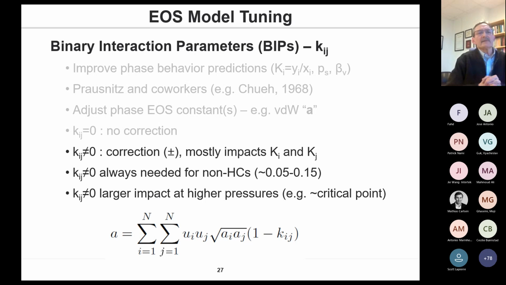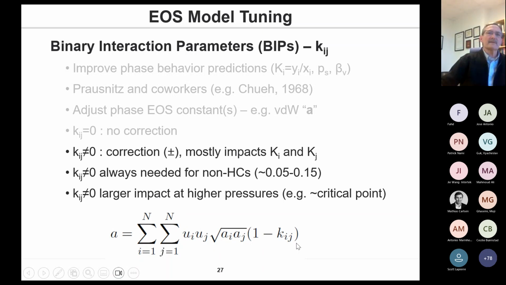Now, we almost always have to have non-zero BIPs, which we always have to have for the non-hydrocarbons, nitrogen, CO2, H2S, and they generally are positive and in the range of 0.05 to 0.15. These non-zero binary interaction parameters will have most effect on the K values, the equilibrium K ratios, of components i and j. But in fact, if you've got a 10-component mixture and you have only a single binary interaction parameter, it will in fact change the K value pressure behavior for all components. The closer you get to the saturation pressure or a critical point, the more impact those binary interaction parameters will have on the phase behavior and the equilibrium K ratios.